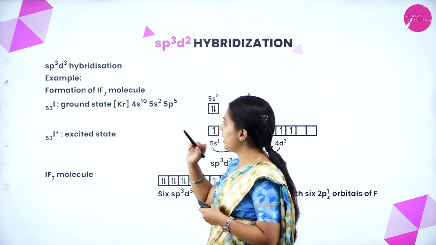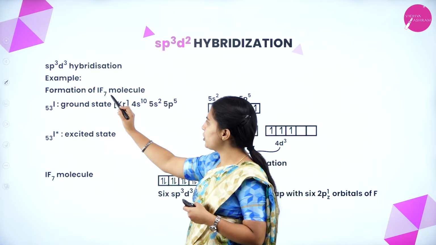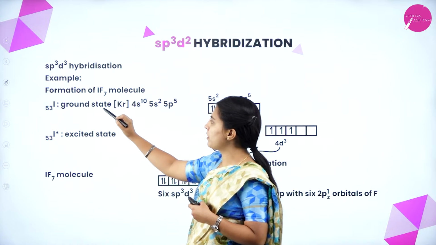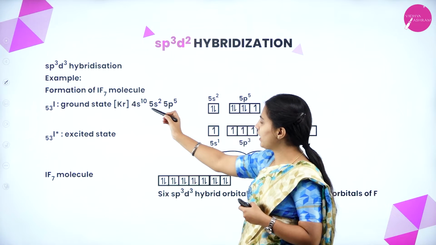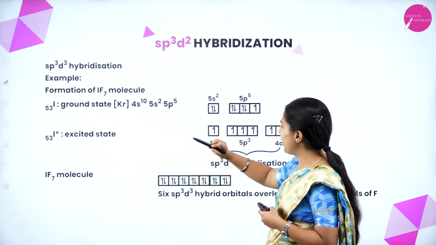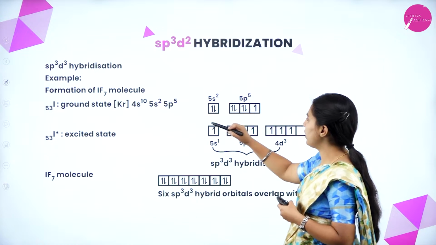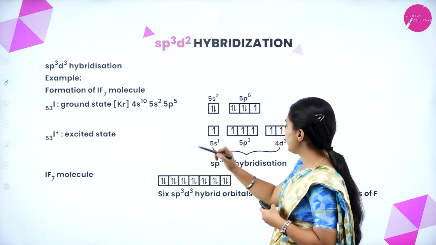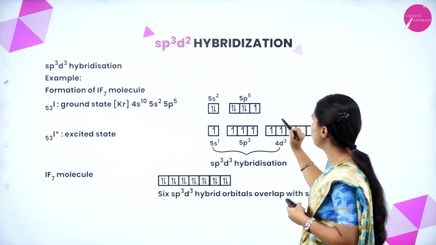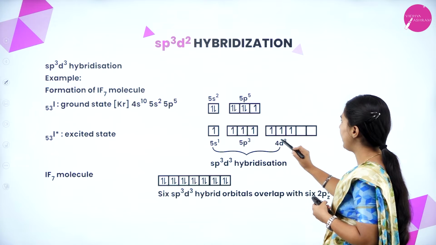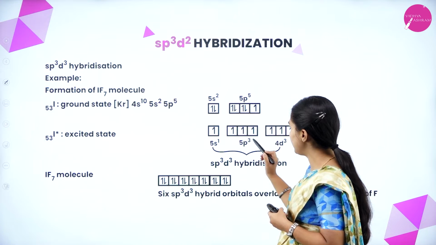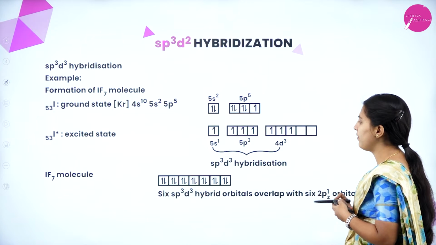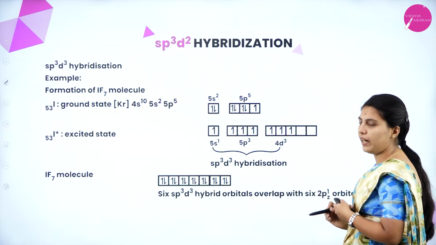Next one, sp3d3 hybridization. Example, formation of IF7 molecule. See here, iodine 53 is the atomic number, ground state. Krypton, after krypton 4d10, 5s2, 5p5. We have to take 5s2 and 5p5, the external valence shell. In the excited state, this will jump here. sp3 and 4d3 will form. Overall sp3d3 will form. For this, singly occupied F7 will go and attach there.